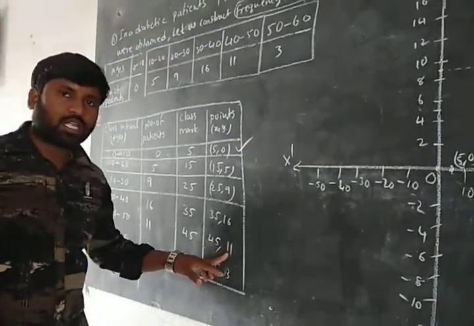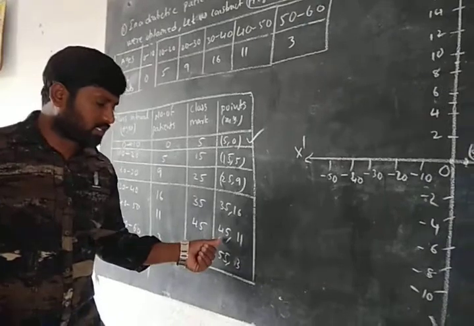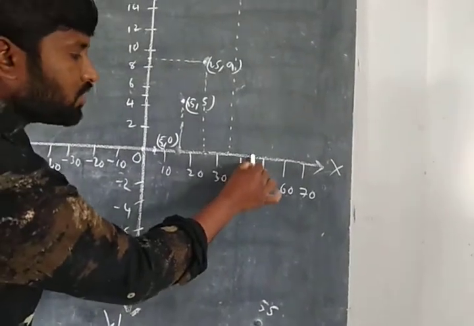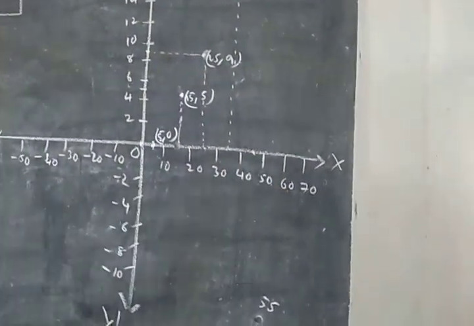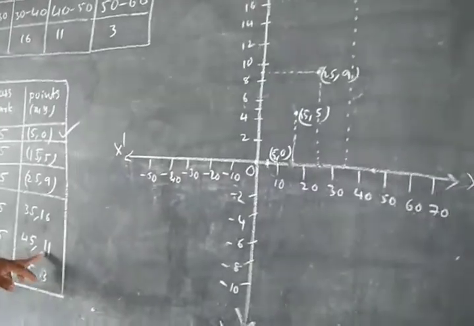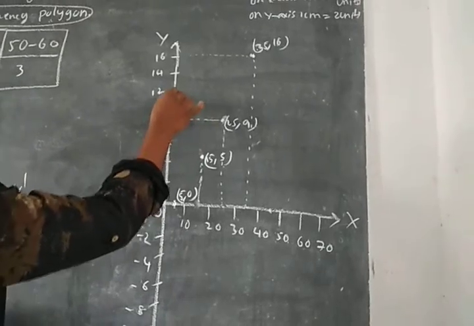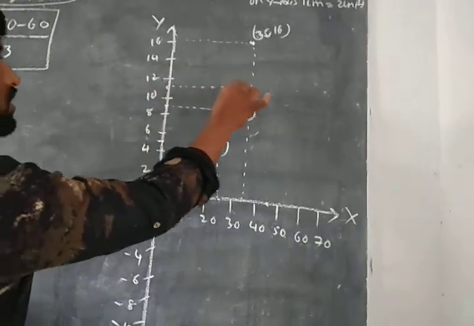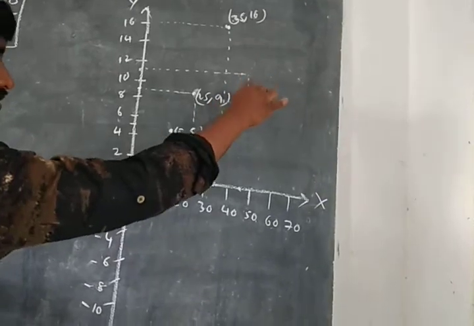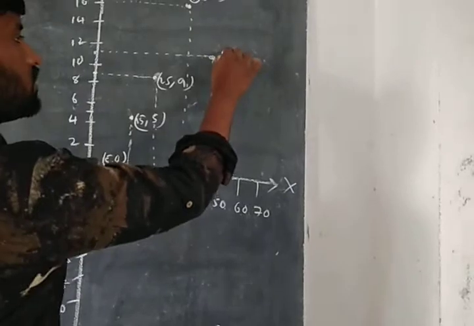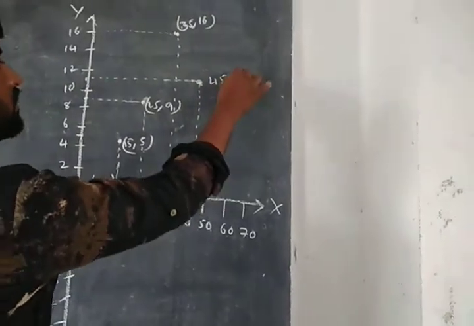Next, 45 comma 11. On the x-axis you can take 45, which is in between 40 and 50. Now 11 is in between 10 and 12. So we can take it like this. Simply, I write this is the required point, 45 comma 11.